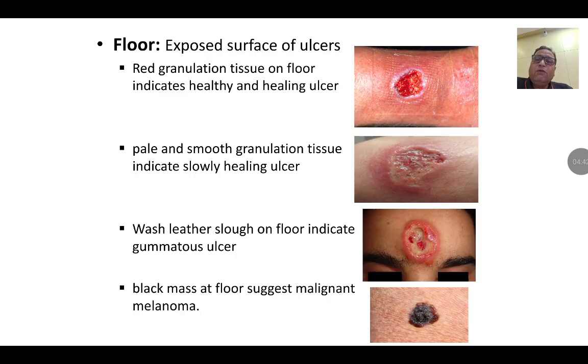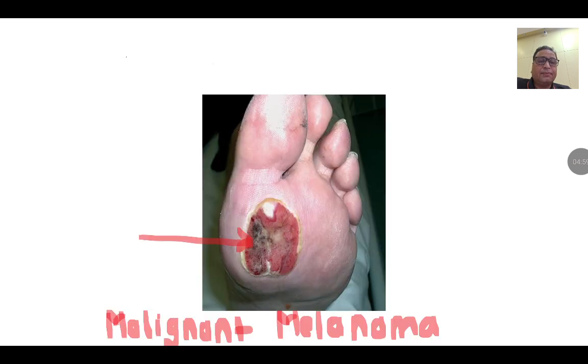The floor. Floor is the exposed surface of the ulcer. Red granulation tissue on the floor indicates a healthy and healing ulcer. Pale and smooth granulation tissue indicates a slowly healing ulcer. Washed leather slough on the floor indicates a gummatous ulcer. Black mass on the floor suggests malignant melanoma. Here I have shown the ulcer with malignant melanoma. You can make out the black mass in the floor.